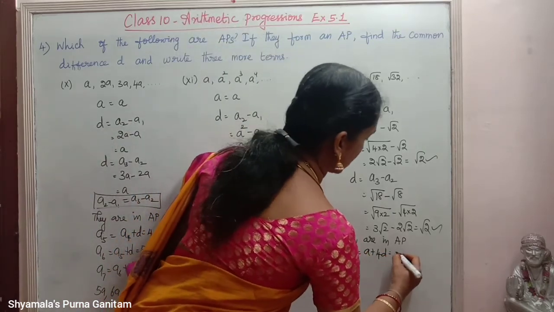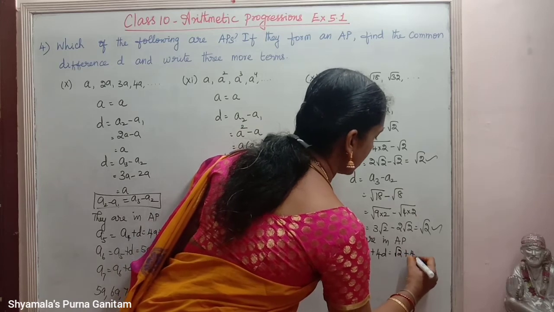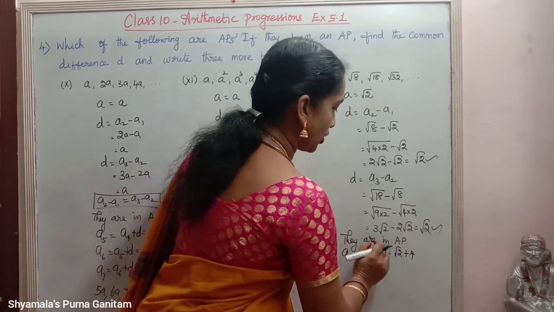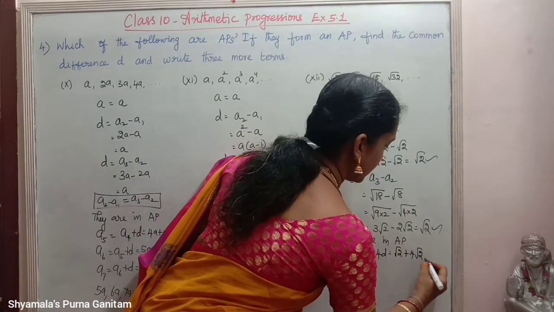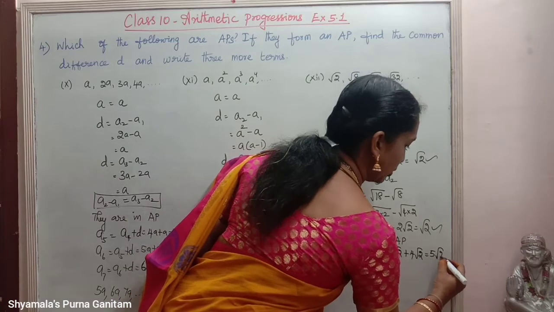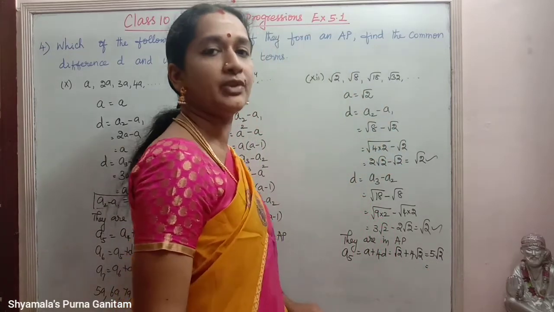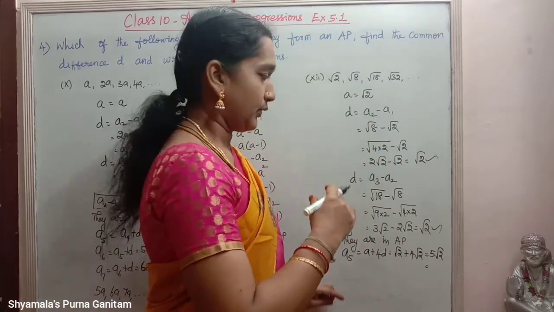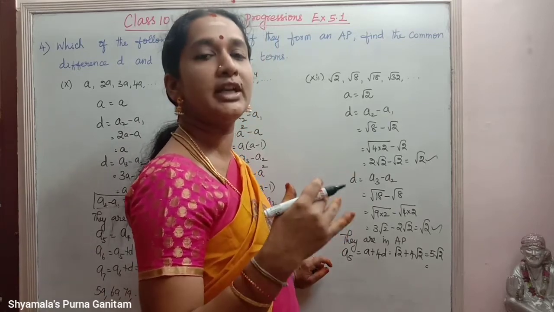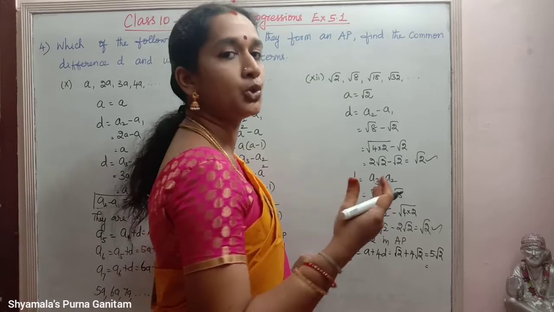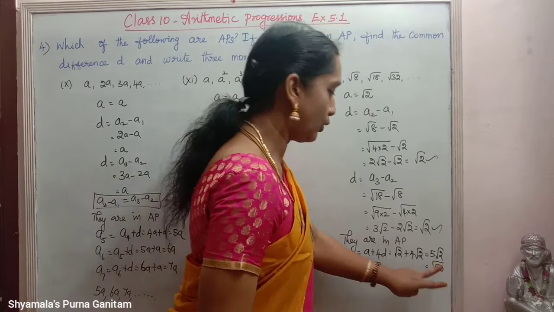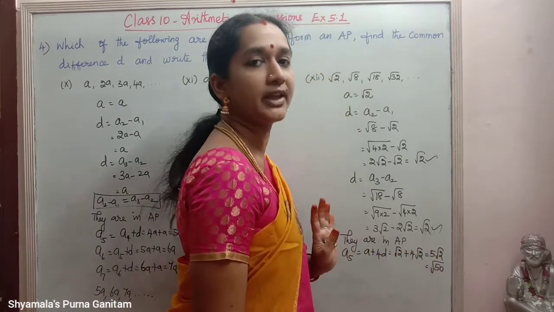So a is root 2 here, plus 4 into the difference, which is also root 2. So this we can write as 5 root 2. This 5 root 2 we can write as root of 5 squared into 2. So 5 fives are 25, into 2 is 50. This we can write as root 50. This root 50 is only what we wrote as 5 root 2.